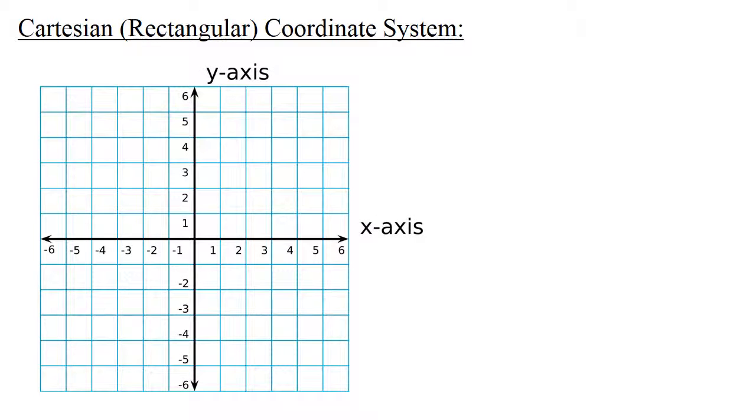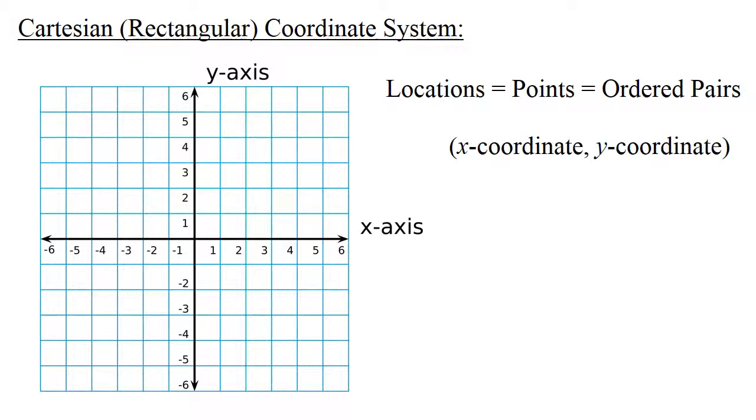Alright, so we're going to look at the Cartesian coordinate system, also called the rectangular coordinate system. This is the standard XY axis you'll see in most algebra courses that you'll take. We describe locations here, also called points or ordered pairs, by where they are with respect to the x-axis and where they are with respect to the y-axis. So we talk about their x-coordinate and their y-coordinate.